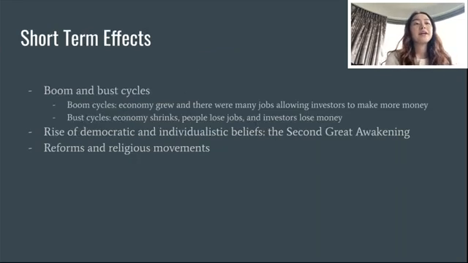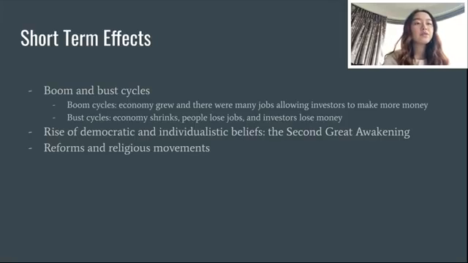Moving on to short-term effects of the market revolution, industrialization and the market revolution led to some short-term effects that affected the way of living for most of the U.S. population. Boom and bust cycles were one short-term effect of the rapid growth of the economy. Boom cycles were when the economy grew and there were many jobs allowing investors to make more money. However, with the bust period, the economy shrinks, people lose jobs, and investors lose money.